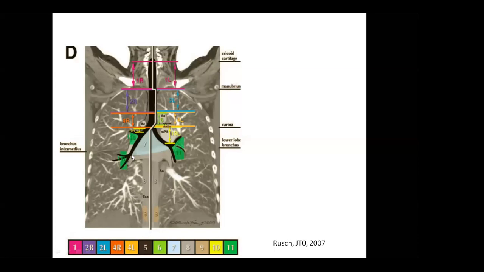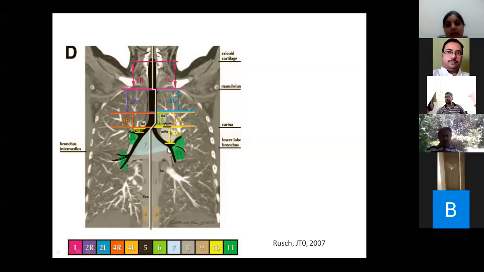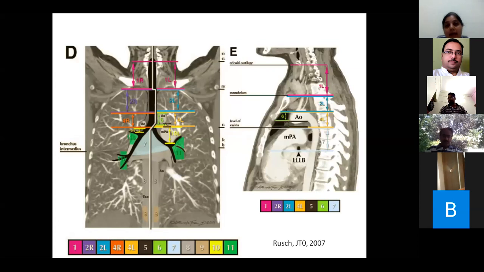So basically where the bronchus intermedius starts to divide into the lower and the middle lobe bronchus, that's the site where you stop for the level 7 group of lymph nodes. And for the left hand side, it's basically the division of the main bronchus into the upper bronchus and the lower bronchus. So that's the site where the level 7 group of lymph nodes ends.